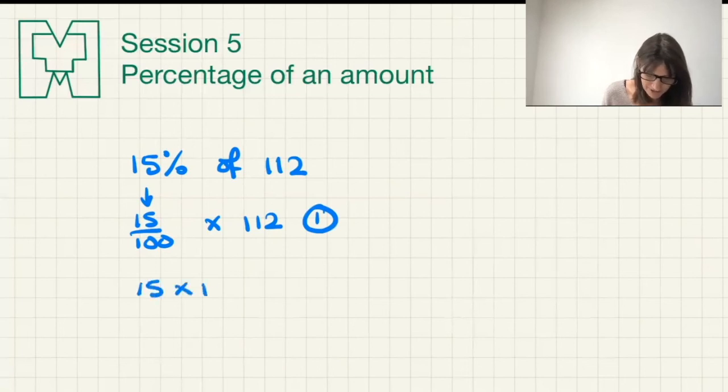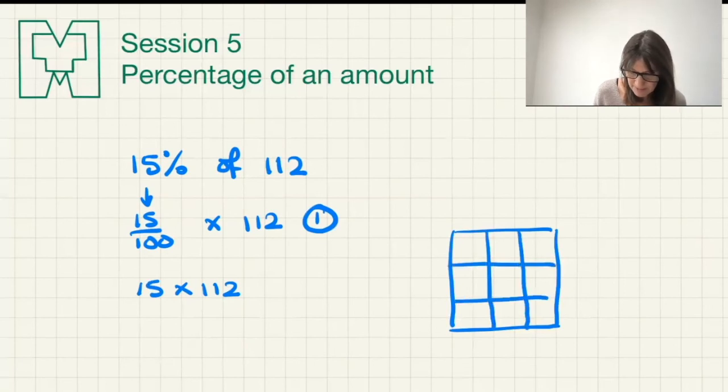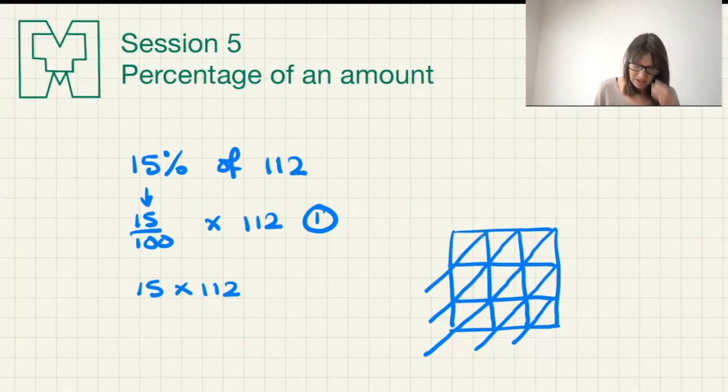15 times 112. I'm going to use my Chinese grid. So I want to make it big enough to write in. I want to make them as square as I can. Corner to corner, corner, corner. You can see I just dropped the line. Corner, corner, corner, corner, corner. Okay, this time I've got my 15 and I've got 1, 1 and 2.